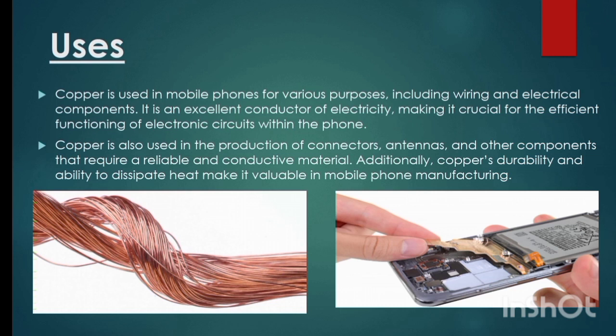Uses. Copper is used in mobile phones for various purposes, including wiring and electrical components. It is an excellent conductor of heat and electricity, making it crucial for the efficient functioning of electronic circuits within the phone. Copper is also used in the production of connectors, antennas, and other components that require a reliable and conductive material. Additionally, copper's durability and ability to dissipate heat make it valuable in mobile phone manufacturing.